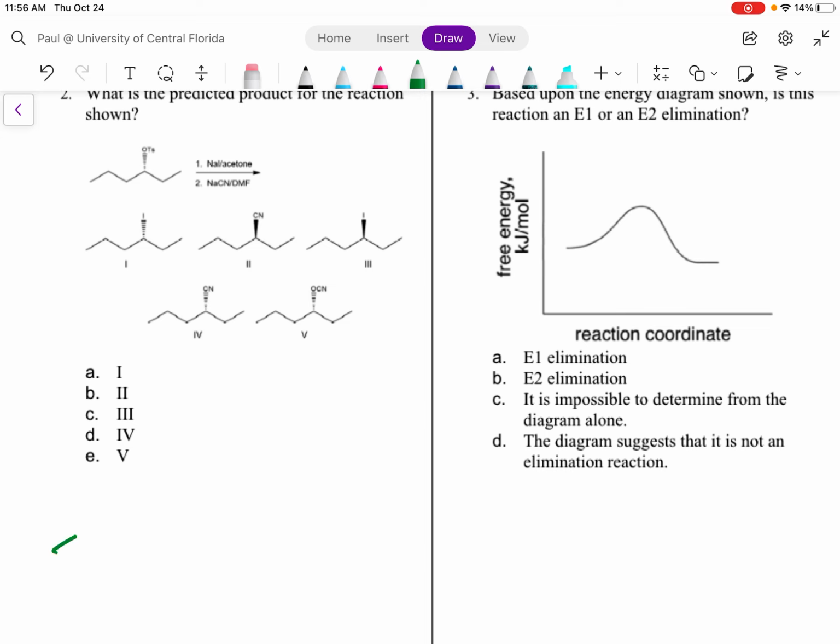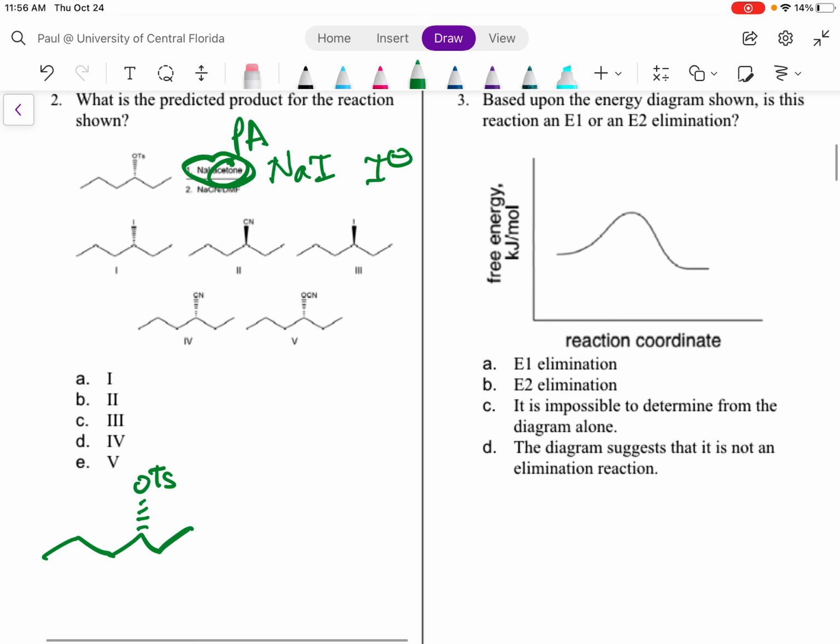And so question 2 here, we see that we have an O-tosylate. Okay, so I'm just going to represent it like this. We have an O-tosylate, which is a good leaving group. We look at the conditions, and that is sodium iodide, which means it's just I minus, the iodide, and that is a strong nucleophile, weak base. We also see that we have acetone, which is a polar aprotic solvent. So that all is screaming SN2.